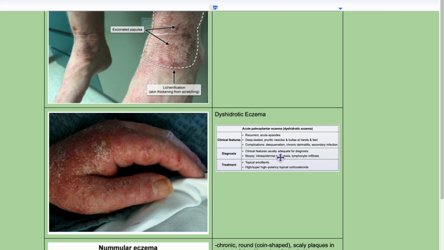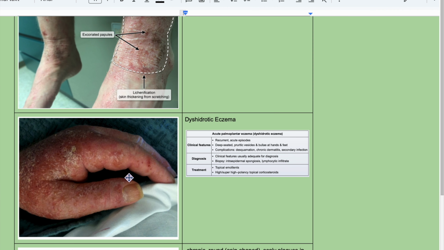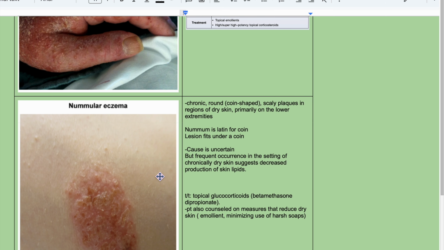So, diagnose it. Clinical features are usually adequate for diagnosis. Biopsy shows intraepidermal spongiosis and lymphocytic infiltrate. Treatment is topical emollients, those are like lotions, and super high potency topical corticosteroids. I notice with most of these skin conditions, the go-to drugs are corticosteroids and antifungals.